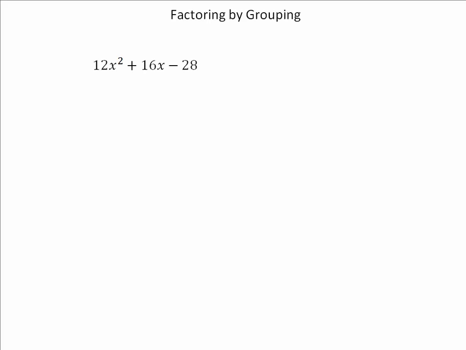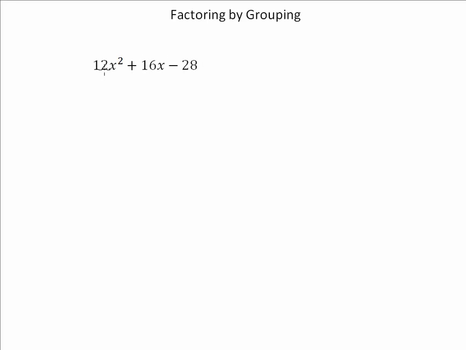Here's our first problem. We've got 12x squared plus 16x minus 28. The very first thing we want to do before we do anything, no matter what method of factoring you're using, is see, are all of your terms divisible by the same thing? So we've got 3 terms here. These 2 right here, they both have x's, but this one doesn't, so they're not all divisible by x. However, if you look, these are all even numbers, so they're all at least divisible by 2.